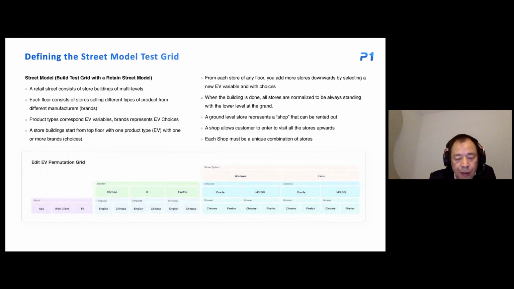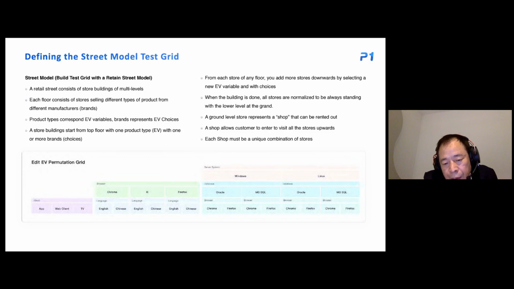You view any testing grid or any Excel-like testing environment's environmental variations to be like a street of retail stores, where each retail store building is actually built from top down. In other words, imagine you have the unlimited power to build a retail building. Instead of building it bottom up, you build it top down. You build the top building by selecting a variable and then selecting one choice or two choices. So the top building is a server system building, where the EV variable is server system.